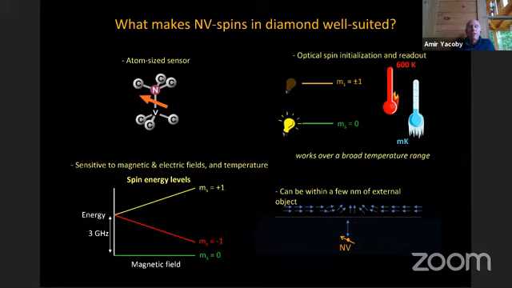If it's in an excited state, it turns out that the fluorescence, when you shine green light on this defect, it emits in the red, and the number of photons that are emitted is smaller when it's in its excited state relative to the ground state.